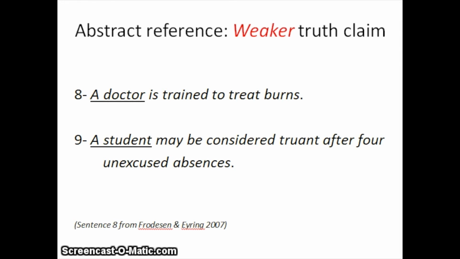Similarly, one can imagine that the use of the weaker abstract a in sentence number 9 could be motivated by the fact that a student can have 4 unexcused absences but still not necessarily be charged with being truant. There could be mitigating circumstances. Note the use of may in sentence number 9 already indicates a weaker claim.